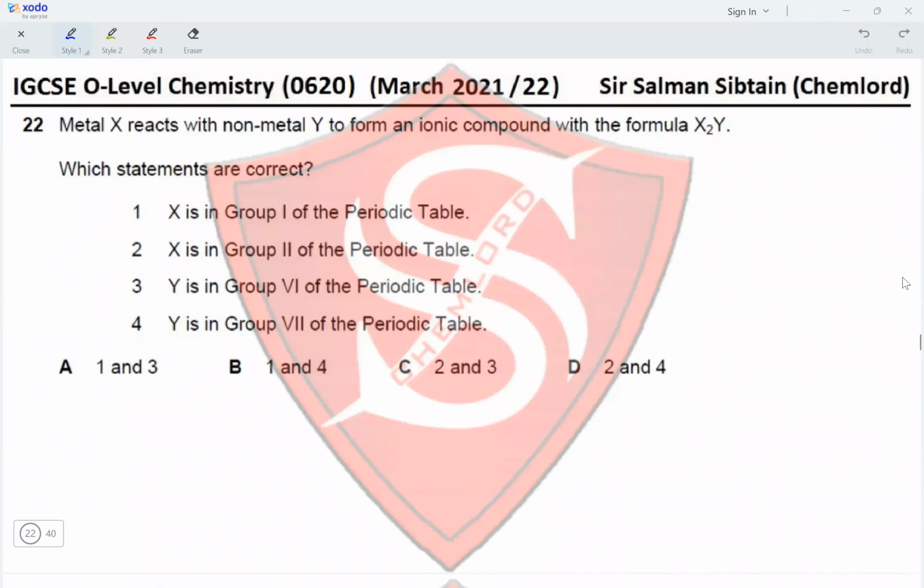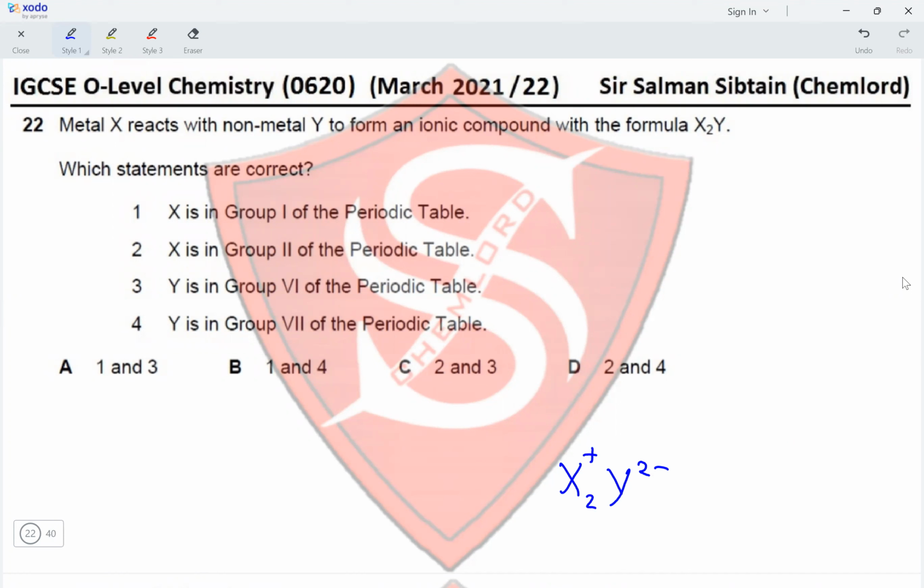Question 22. Metal X reacts with non-metal Y to form an ionic compound with the formula X2Y. Okay. So Y would belong to group 6 because Y would have a charge of -2 and there are two X ions attached to it. So X would have a charge of +1. This is obtained from the given formula of the ionic compound.